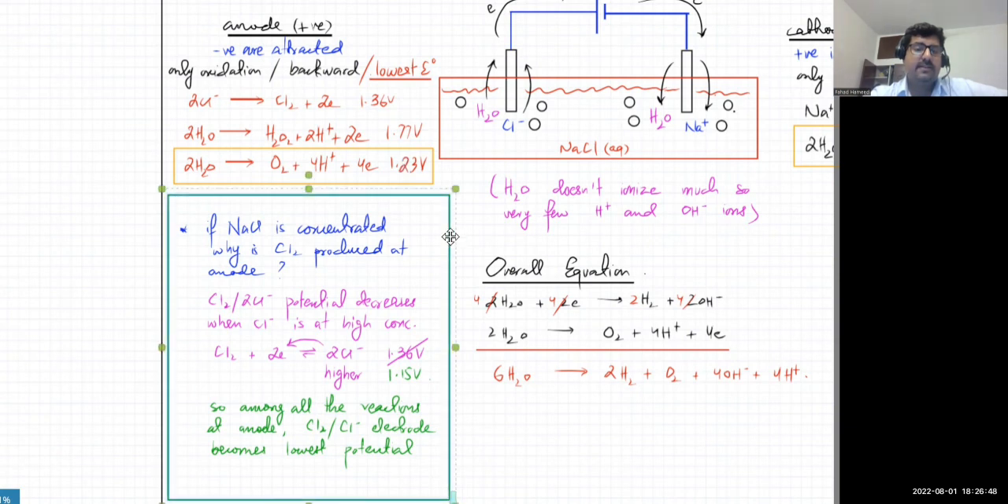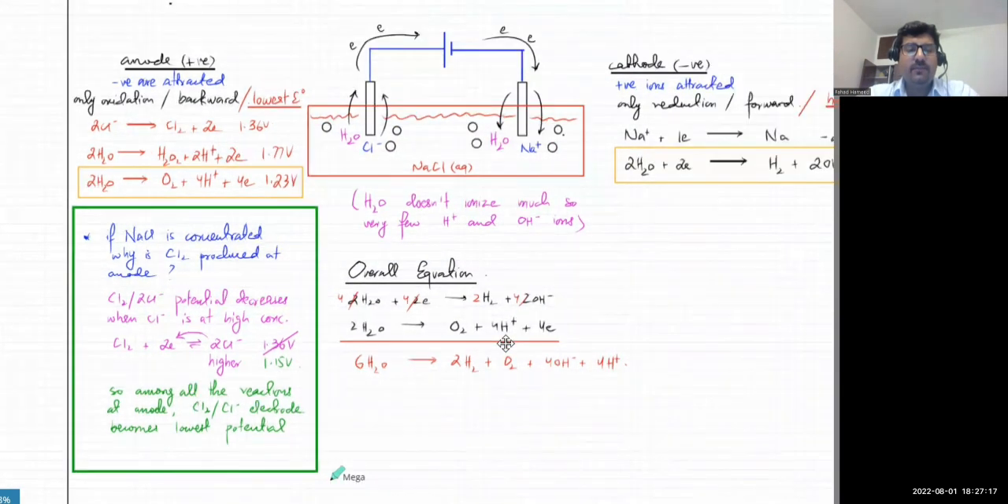So at a higher concentration, the potential of this electrode is not going to be 1.36. 1.36 is the standard potential. So it's going to be a different potential, which would be much lower. 1.15 hoga, तो तीनों में the Cl2 equation will be the one that has the highest tendency to lose electrons. So you get a question on this. Now that is not an issue.